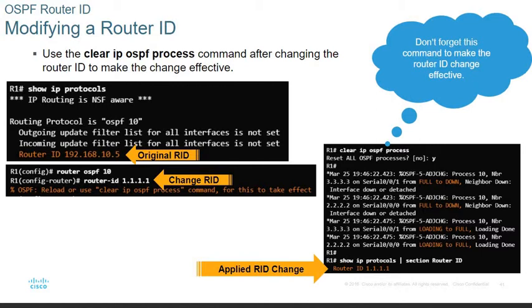OSPF Router ID. Modifying a Router ID. Use the clear ip ospf process command after changing the router ID to make the change effective. Original RID, change RID, applied RID change. Don't forget this command to make the router ID change effective.